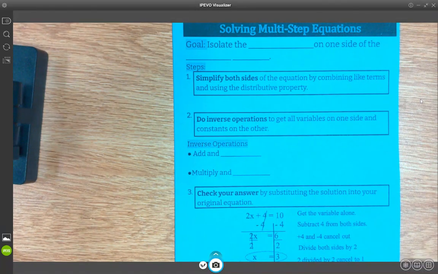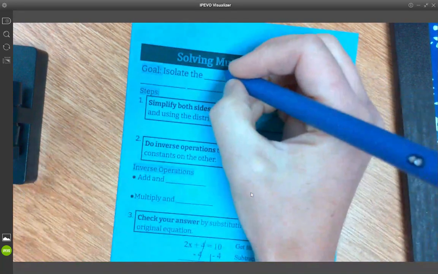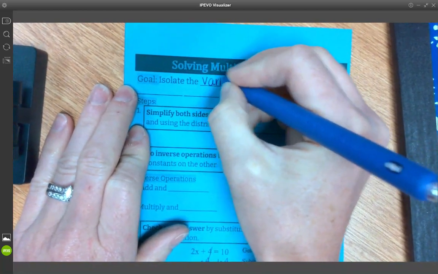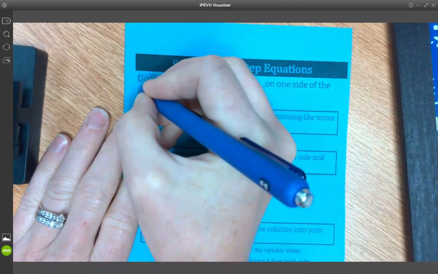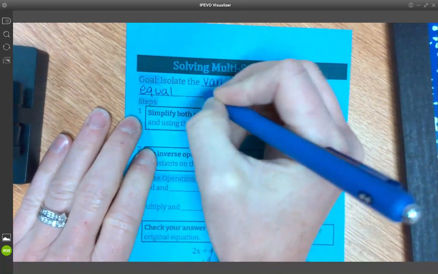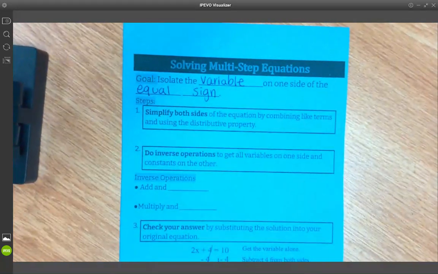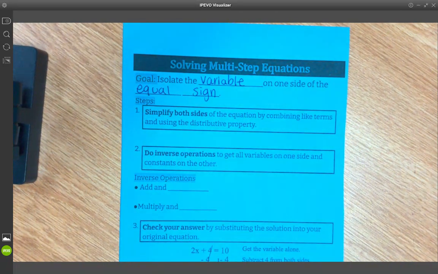Today we are going to talk about solving multi-step equations. So let's look at our notes for today. It says our goal is to isolate, which means get it by itself, isolate the variable on one side of the equal sign. The way we do that is by following these steps.